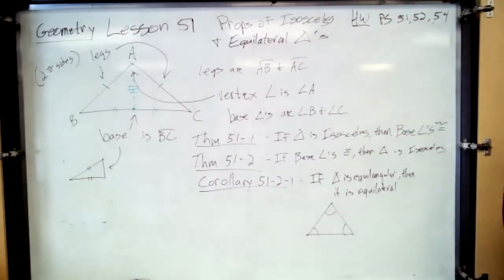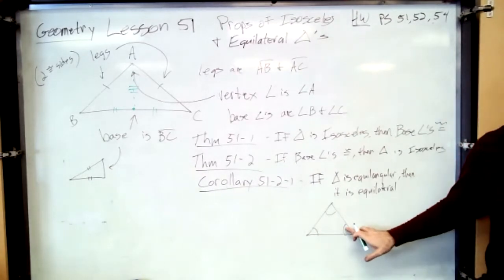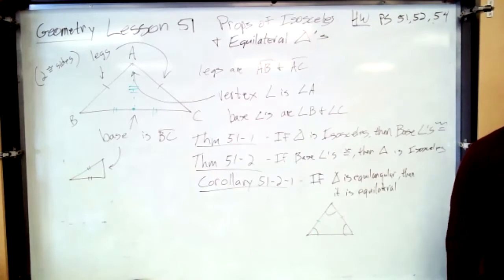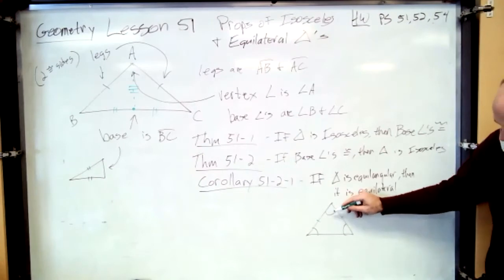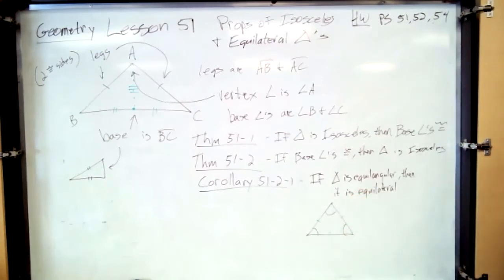Right? So Theorem 51.2 says if two angles are congruent, their opposite sides are congruent. Okay, so if this angle is congruent to that angle, then these opposite sides are congruent too. So it's equilateral.